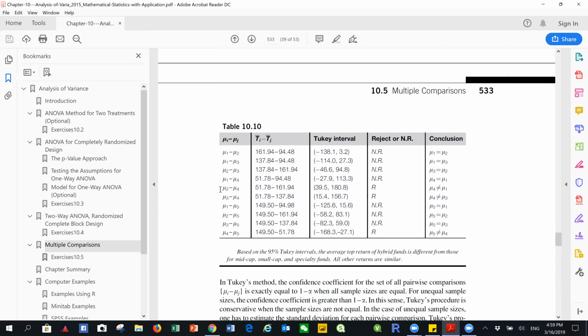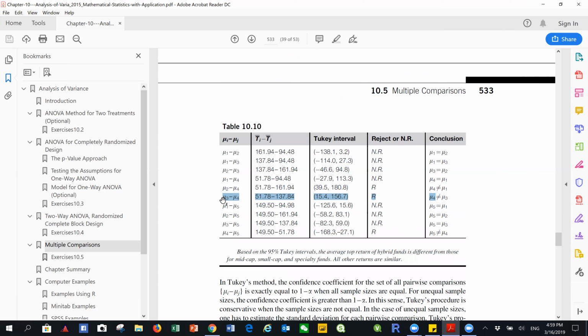For example, mu2, mu4, and this is what? Both are positive. So that means mu2 is greater than mu4. This is a typo. This is mu2. So mu2 greater than mu4. And this is also not including 0. So mu3 greater than mu4.